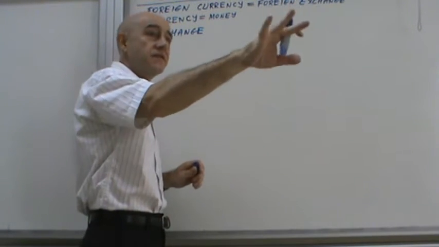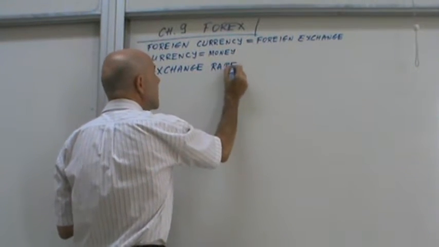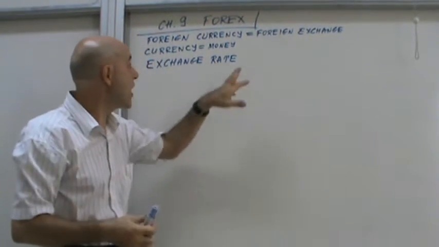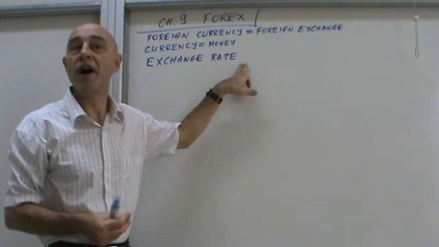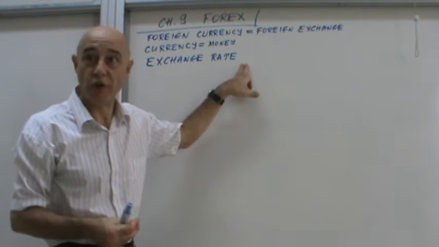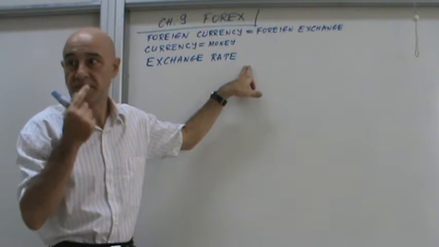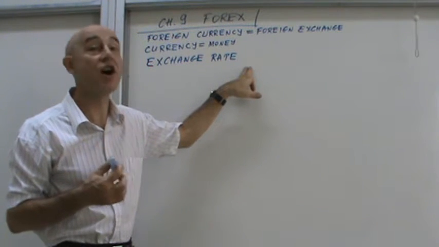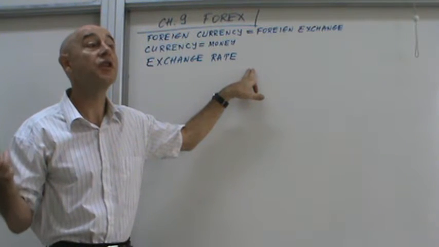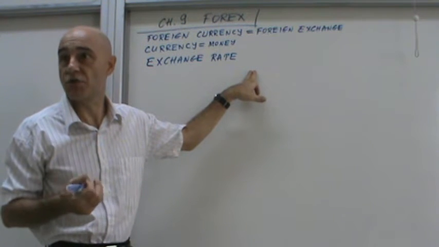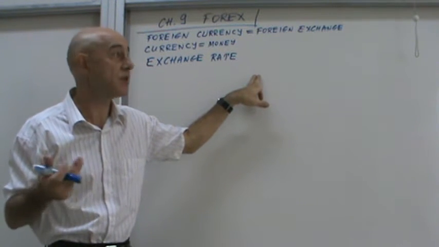Exchange rate. Exchange rate is the price of one currency relative to another currency. It is also the ratio between two currencies. It's the ratio, it's the price of one currency relative to another.